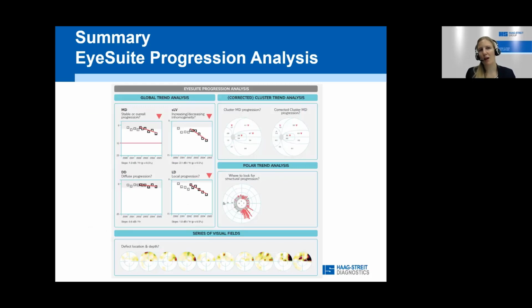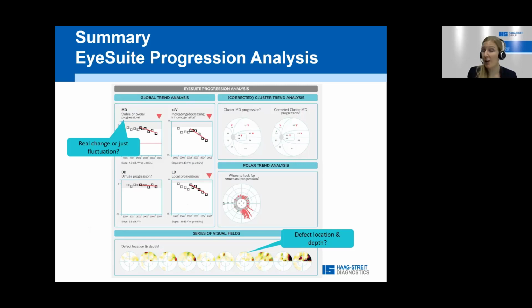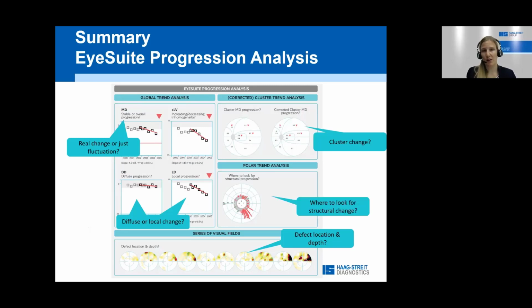So this is what we offer on the Octopus in terms of progression analysis. A lot of useful tools in cases where you're not sure, all on one page, one eye. Defect location and depth, real change or just fluctuation. Is the change diffuse or local? Is there cluster change? And where should you look for structural change?